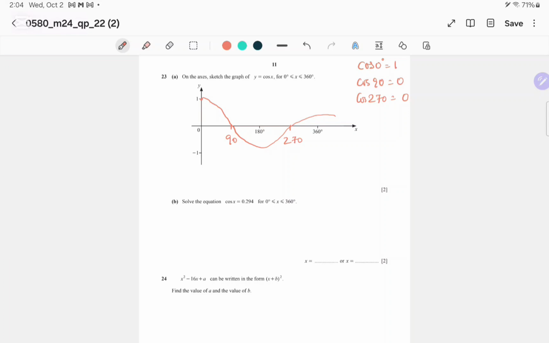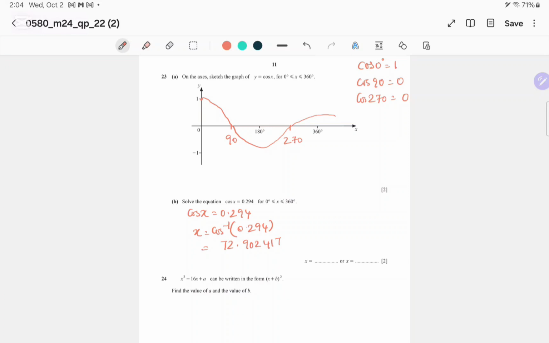What is the next part of the question? Solve the equation cos x is equal to 0.294. So how will you solve the question? Cos x is 0.294, so x is equal to cos inverse 0.294, which is equal to how much? 72.902417. It goes on. Please don't reduce the value now, because it will miscalculate the final answers.